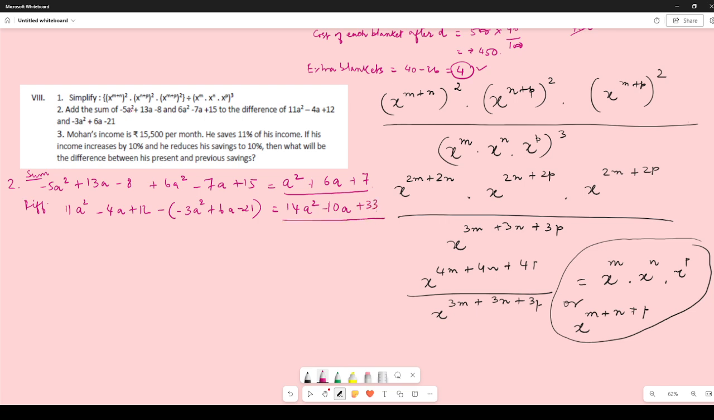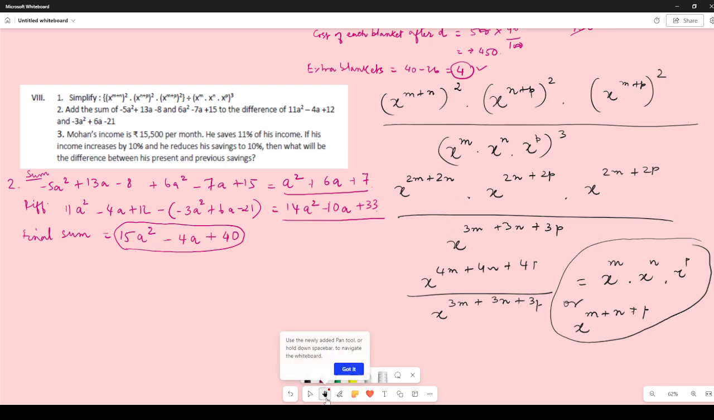So you get the sum and you get the difference, and now you have to add all of them up, both of them up. So add them up. So what do you get? This plus this, 15 final sum. Final sum is what? A square plus 14a square, 15a square, 6a minus 10a minus 4a plus 7 plus 33 plus 40. So this should be your final answer. Now let us look at the very last sum, the very last question over here, and let us solve that.